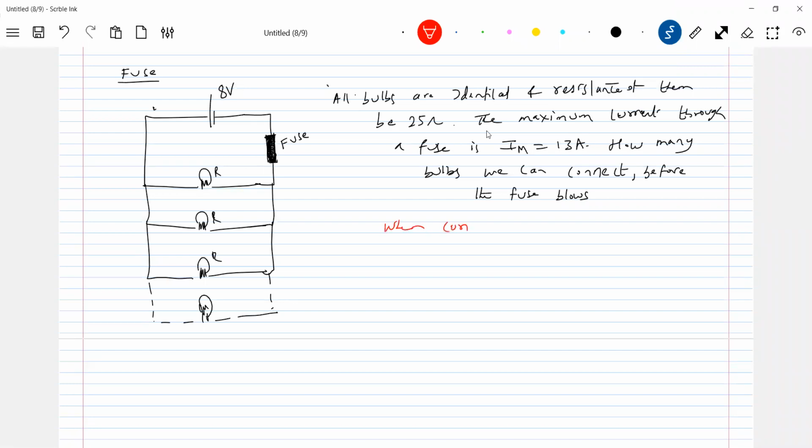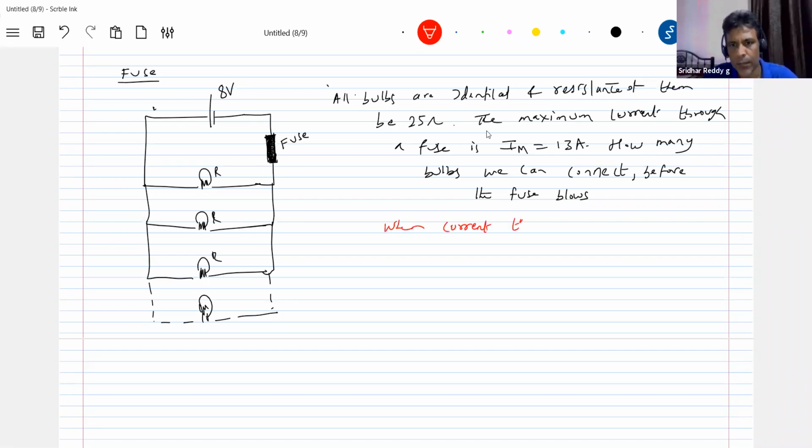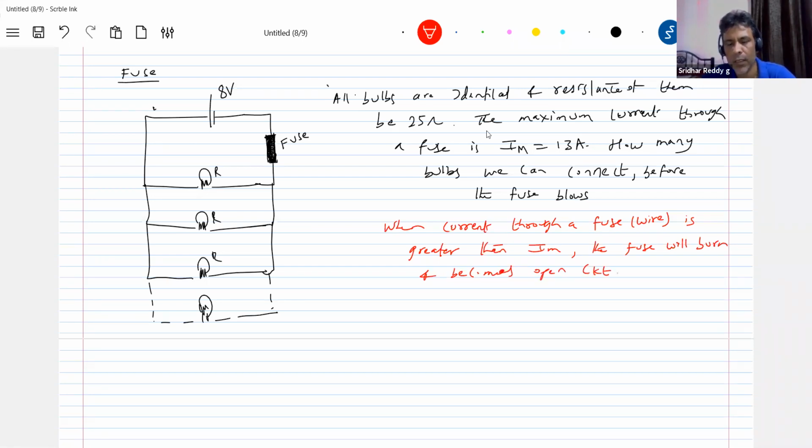When current through a fuse, fuse means it's a wire, when current through a fuse is greater than IM, the fuse will burn and become open circuit.